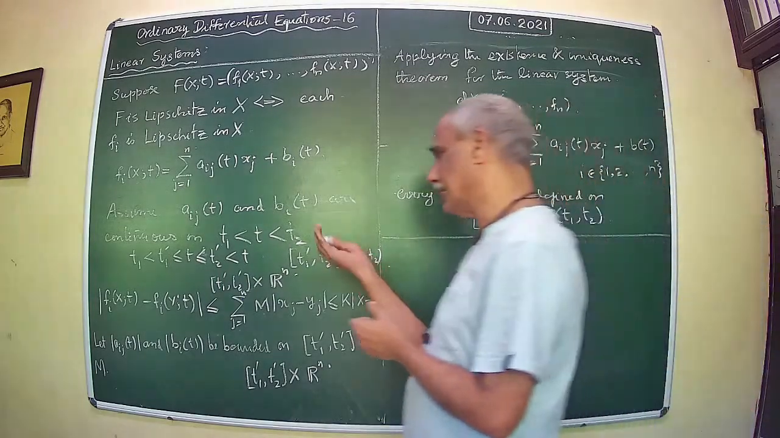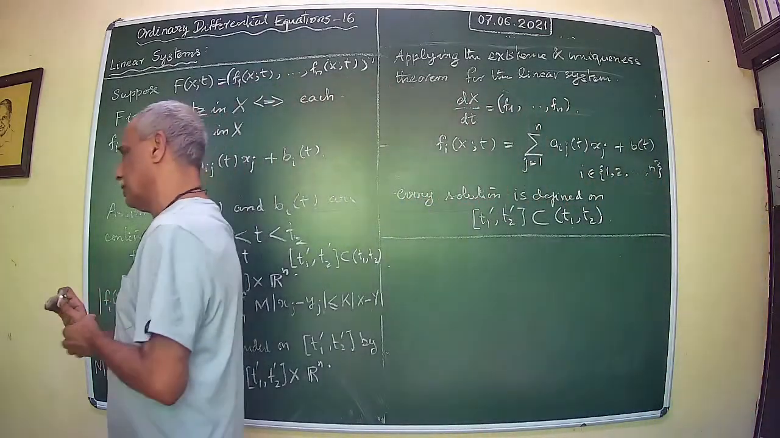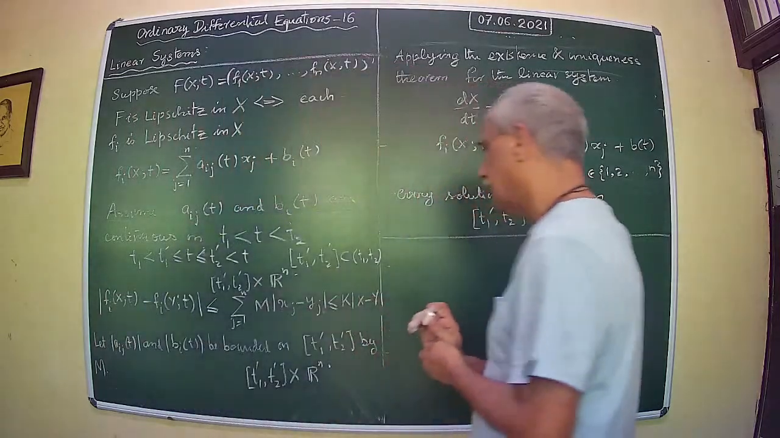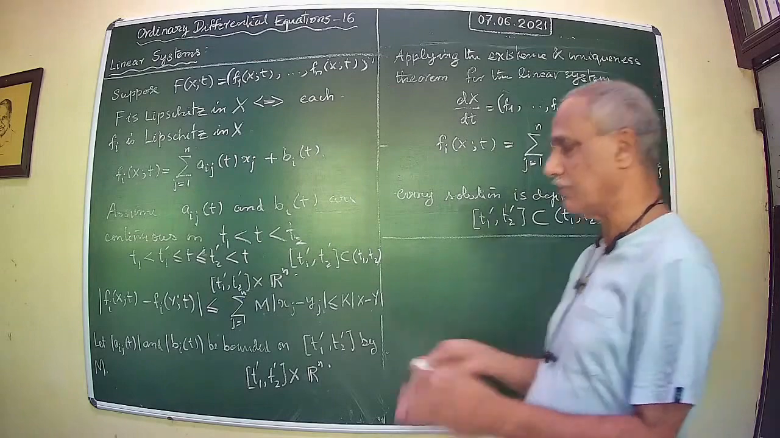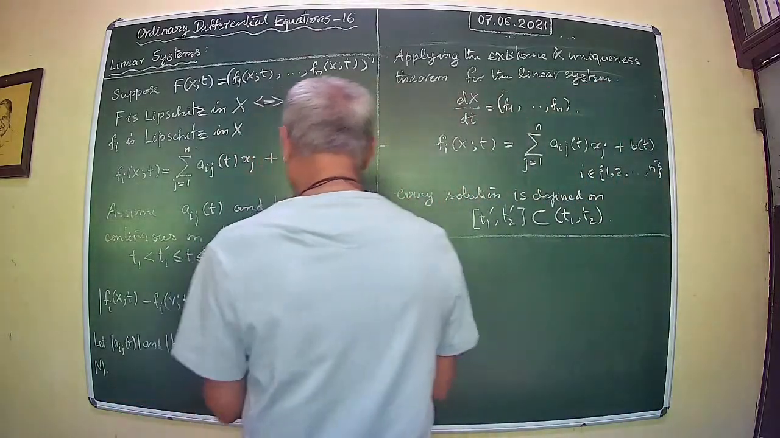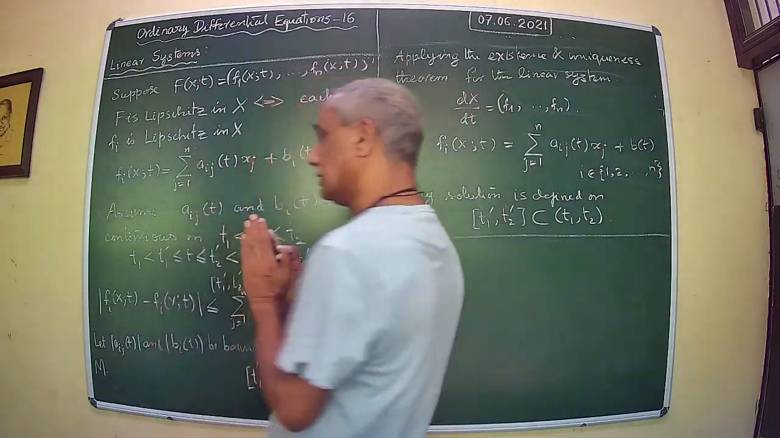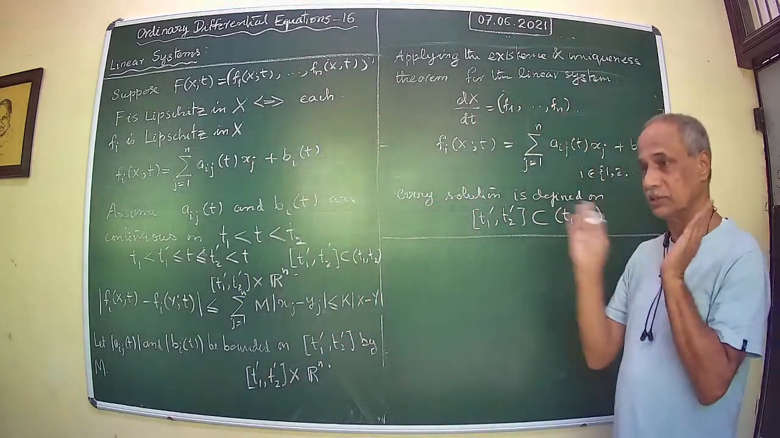So we have shown that it is uniformly Lipschitz, therefore that particular result can be applied. So you don't have to worry too much about the interval on which the solution is defined, once the general condition holds that the a_ij's and b_i's are continuous functions.